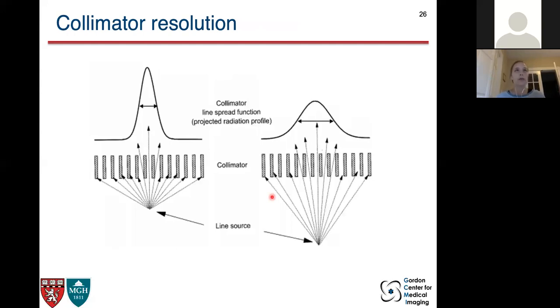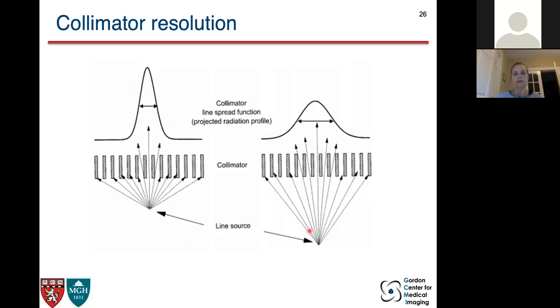So here I show the parallel hole collimator, which is the most common type. And you can see here the line spread function, which is the projection that you get as a response if you have a line source on one side of the collimator, and then you see which gammas can come through the collimator, and you can see the distribution on this side. So we see here that one important characteristic of this type of collimator is that the resolution depends on the source to collimator distance.